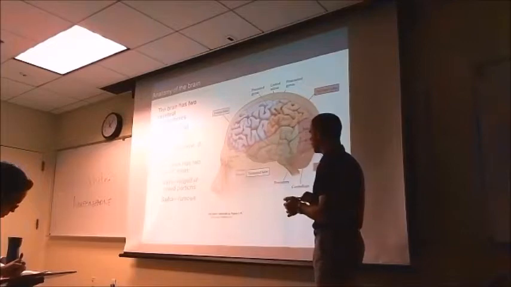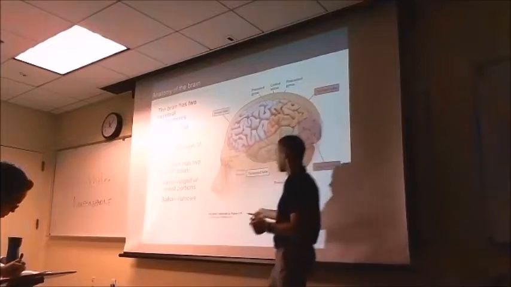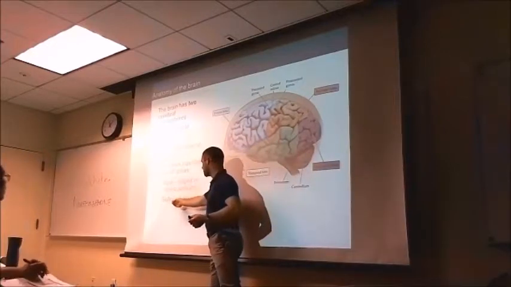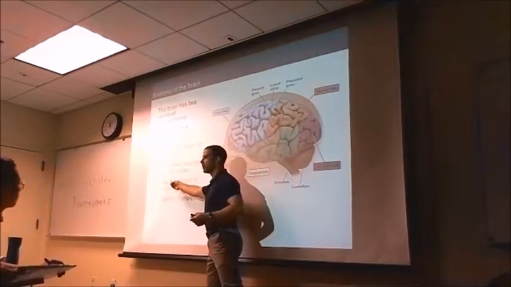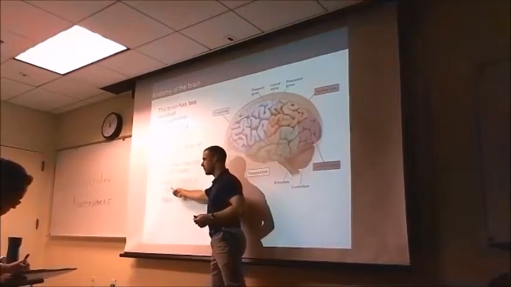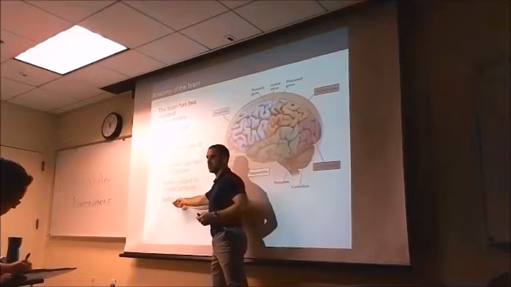And that's how you spell gyri and sulci. This is the plural form, by the way. A gyrus is a singular form. A sulcus is a singular form.